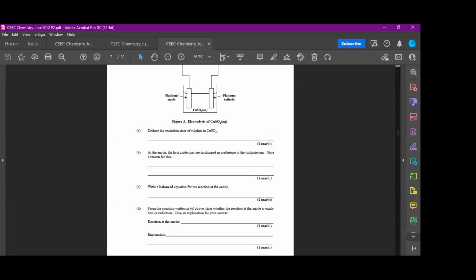From the equation written in C, state whether the reaction at the anode is oxidation or reduction, and give an explanation for your answer. So the reaction at the anode, would it be an oxidation? Would it be a reduction? And why? Oxidation, sir. Why is it oxidation? Because it loses electrons. Anybody else? And there was an increase in the oxidation state.